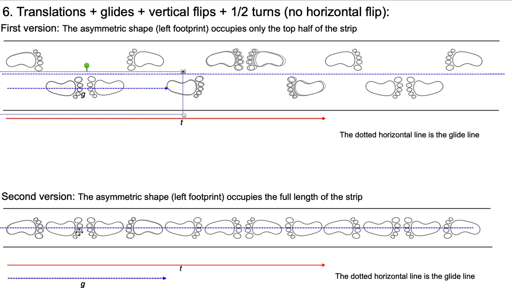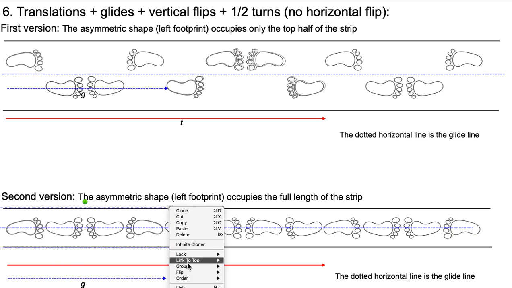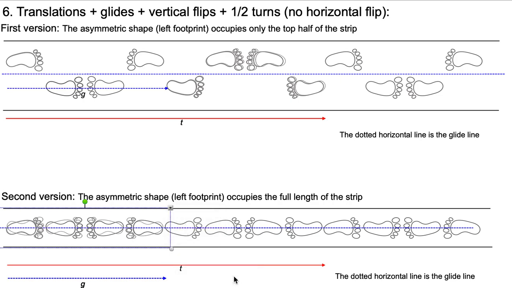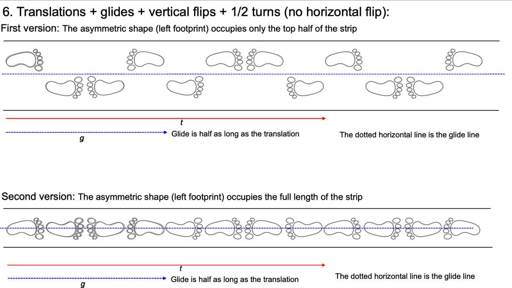Same kind of thing happens down here. If I do the glide on the first 4 footprints, I flip and slide, and everything matches up. And again, the length of the glide is from here to here, which is exactly half of the length of the translation, which would take this footprint all the way to that footprint. So we've discovered something important. The glide is half as long as the translation.